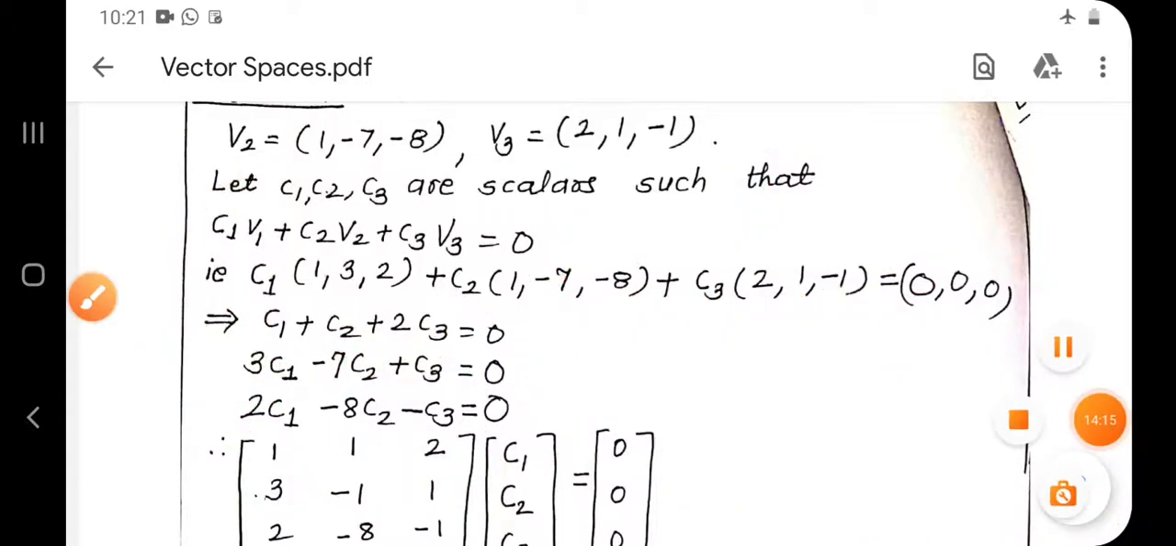Understood the concept? Okay, we stop here. In the next lecture, we will see some more examples.